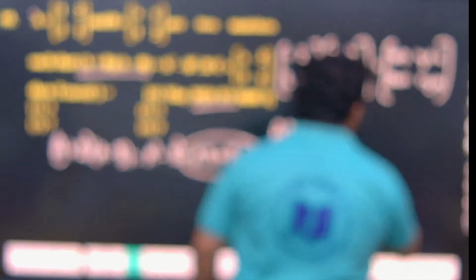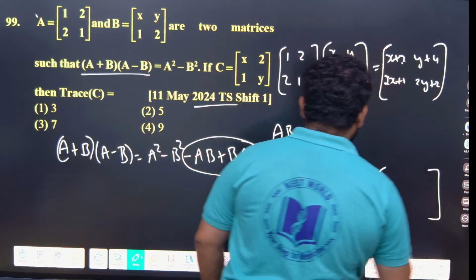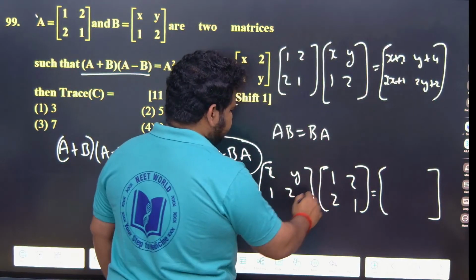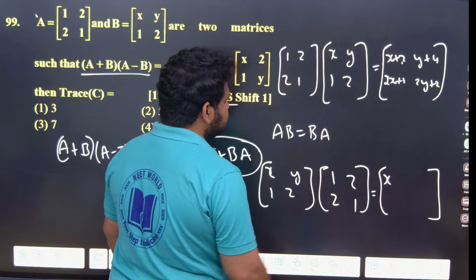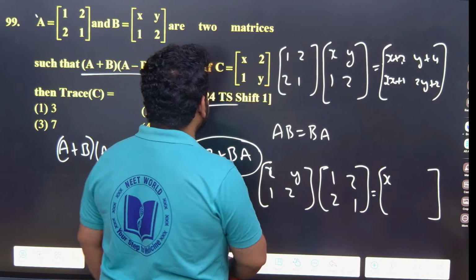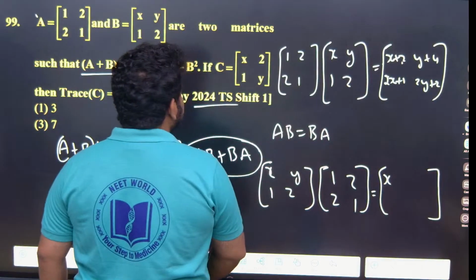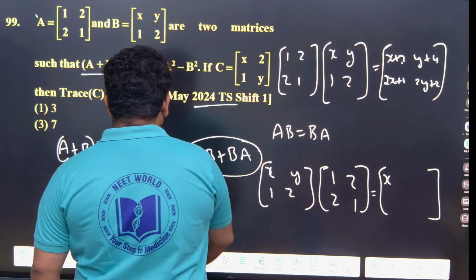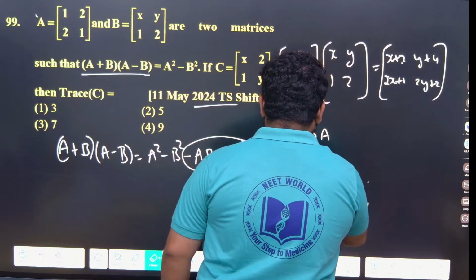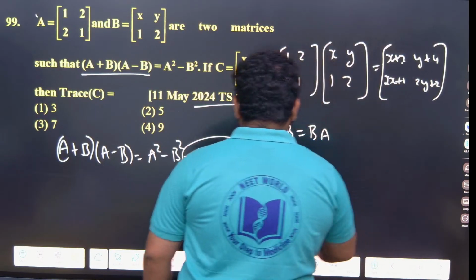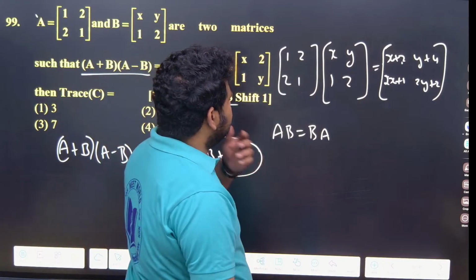Now we will take this 2a plus 2. We will get the same value, since AB is equal to BA. Now what can we do?